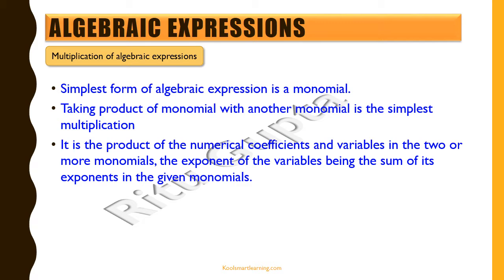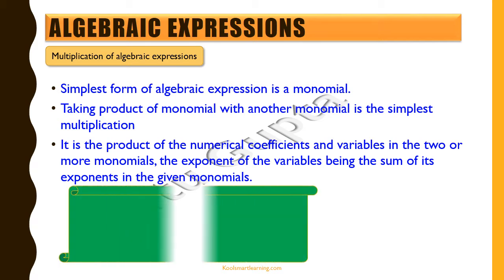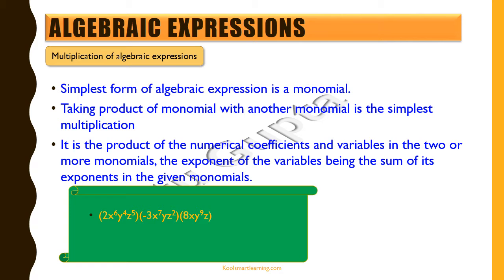So let's take an example and see how we actually do that multiplication. We take three monomials to be multiplied, the first one being 2x^6 y^4 z^5. And the second being minus 3x^7 y z^2. And the third being 8x y^9 z. And when we try to multiply them, first of all, we'll just multiply the coefficients of these three monomials, which makes it 2 into minus 3 into 8.